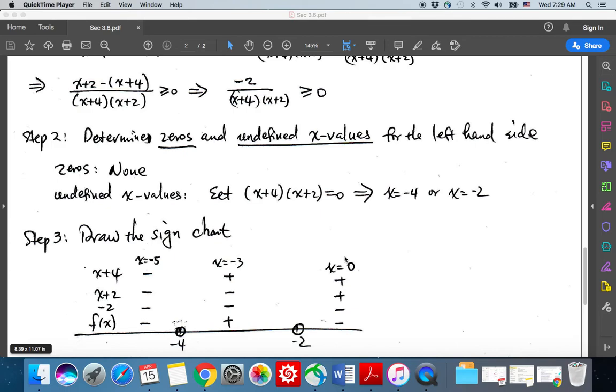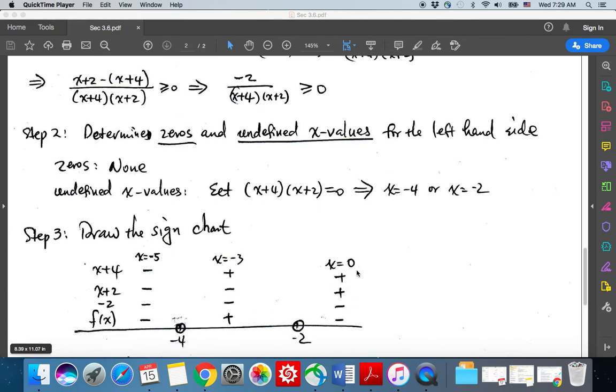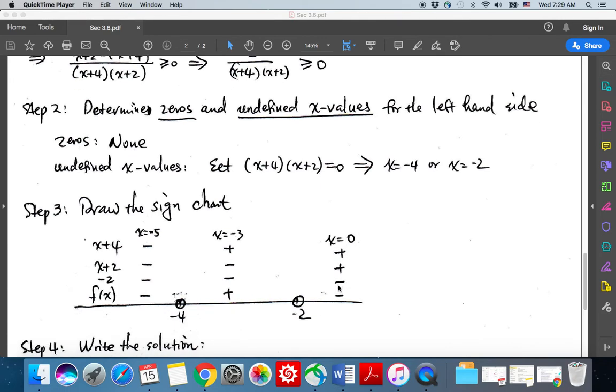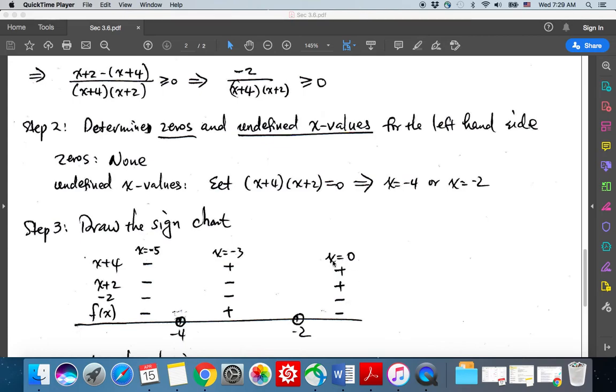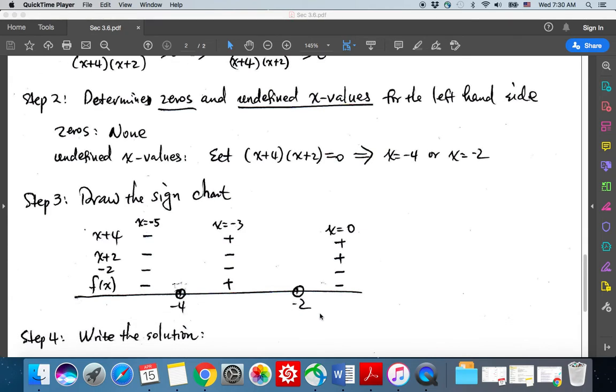For the last piece, let's pick x equals 0 to be the test point. Again, the numerator is negative. Both linear factors of the denominator are positive. So if we divide or multiply these factors together, that's going to result in a negative number. So this is what the sign chart looks like.